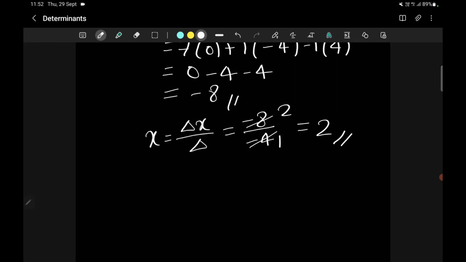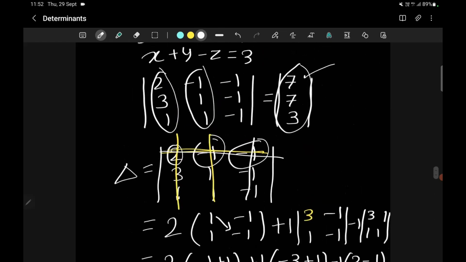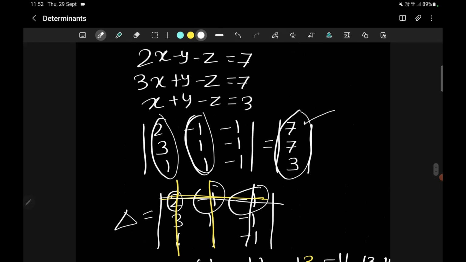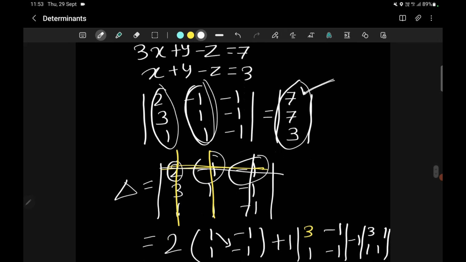In the same manner you can find y by replacing this second whole column with this column, and if you want to find value of z, you have to replace this column with these values.